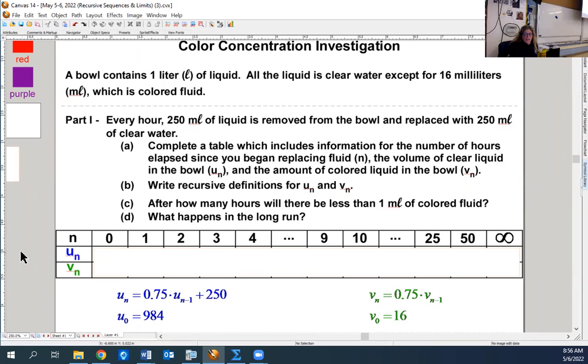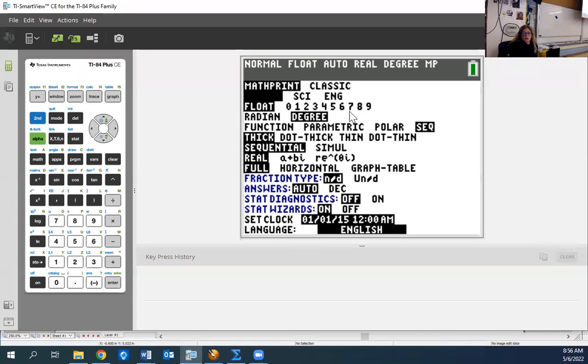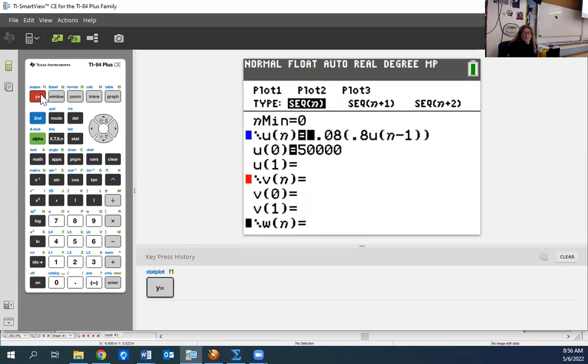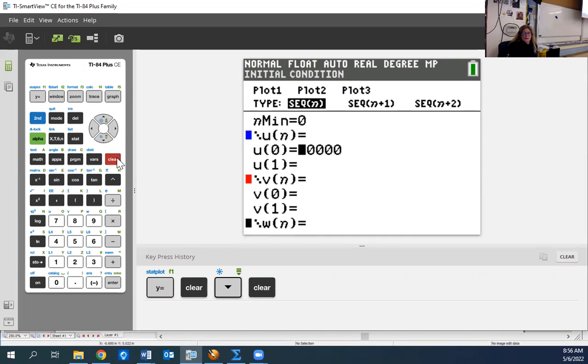Okay, let's go to the calculator. Just a reminder that your calculator has to be in sequence mode. That means you have to push mode and then make sure it says SEQ, not function. When I put y equals, do you see what happens? It now gives me sequences.